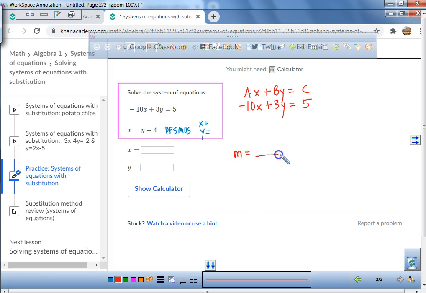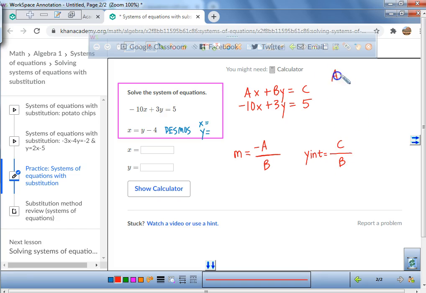Anybody remember the formula for the slope in standard form? Negative a over b is correct for finding the slope in standard form. Does anybody remember the cute little formula for the y-intercept? Like if I wanted to find my y-intercept, what would that equal? C over what? C over b.